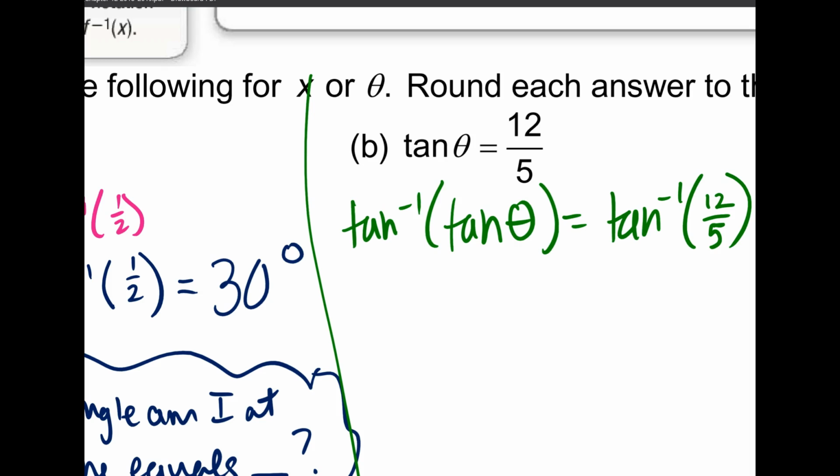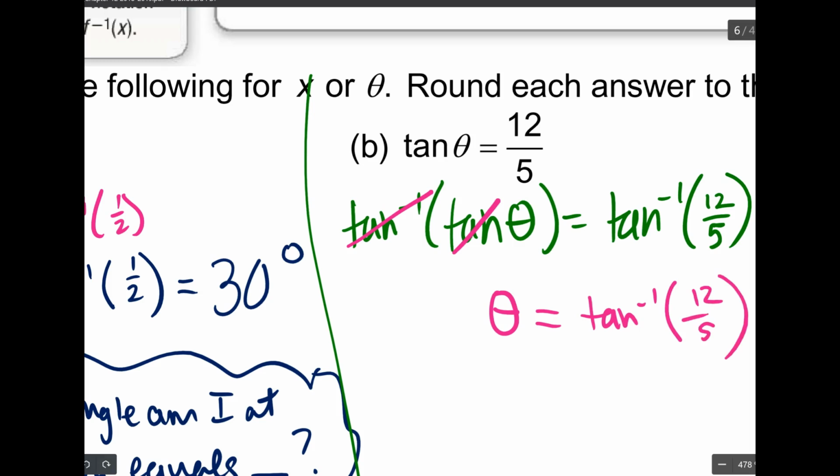I'm trying to go as slow as possible. Definitely look at Khan Academy or your book, chapter 12, section 1. It goes through and explains it again. But then there's nothing on the left side. So hold on, the tan inverse and the tan go away and it leaves me with the angle by itself? Yeah. And then on the right side, tan inverse of 12 over 5.